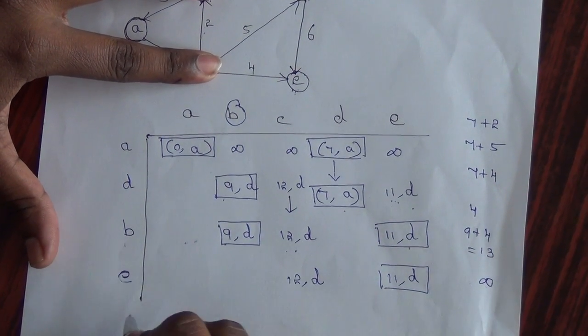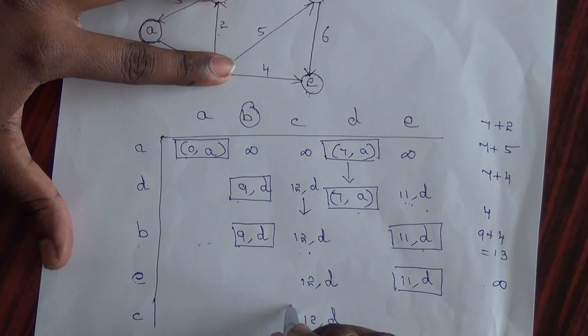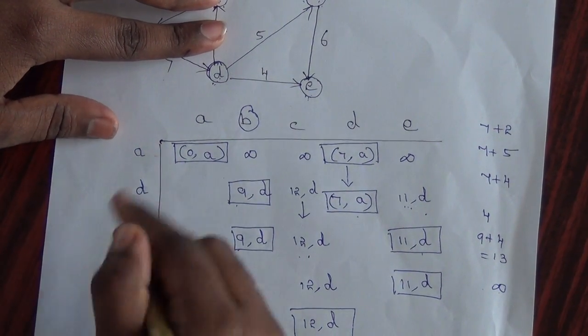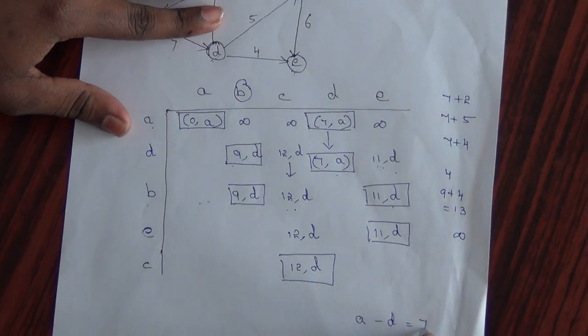In this, the next iteration will be C, it is 12. So we are going to fix it right now. Then we have already found all the possible paths from A. To D, it is 7.